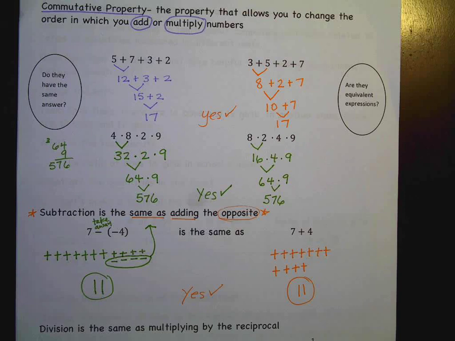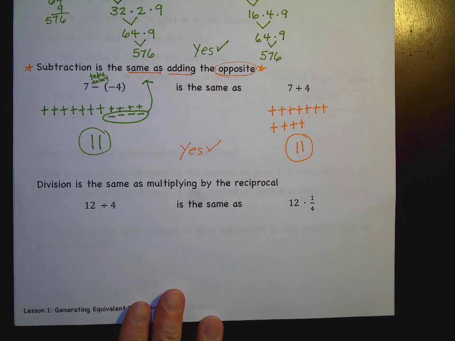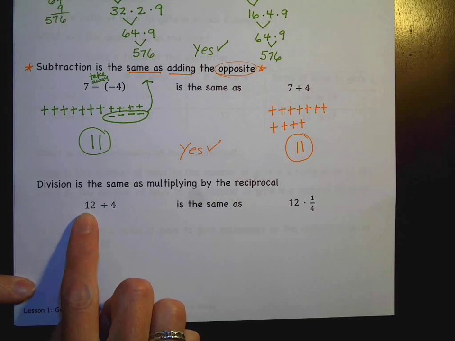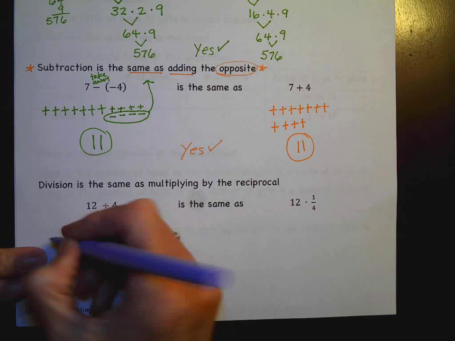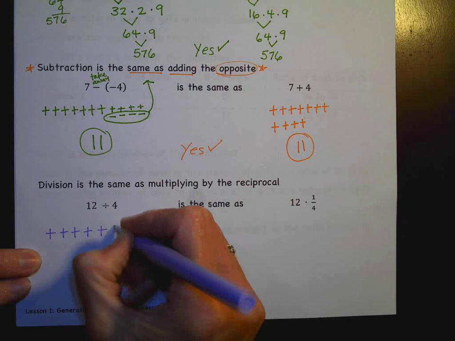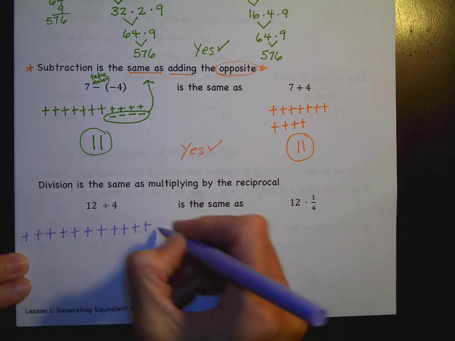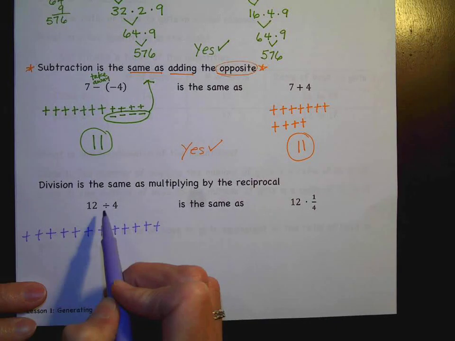Okay? And then we have one more thing that we need to discuss very quickly, and that is division is the same as multiplying by the reciprocal. So let's take a look at that one. This one says I have 12 positives. Let's just go with positives because they are positive. So 1, 2, 3, 4, 5, 6, 7, 8, 9, 10, 11, 12. So I have 12 positives.